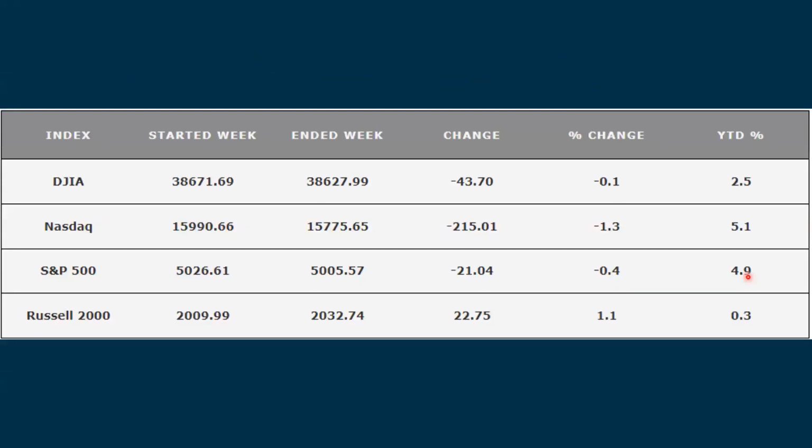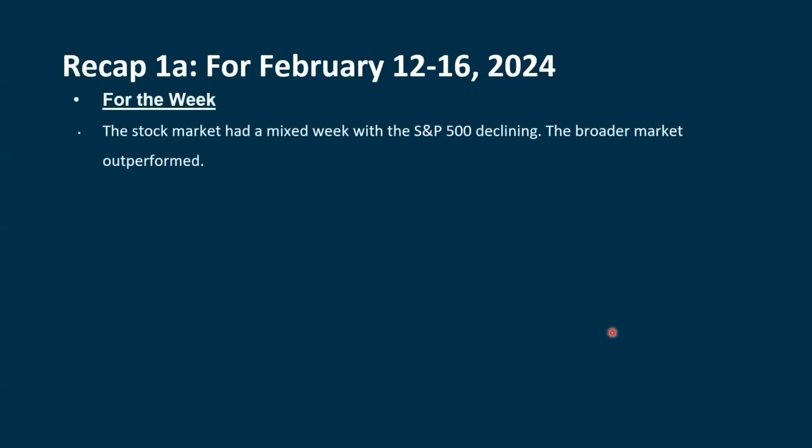So for the week, the Dow ended up being down 0.1%. The NASDAQ was down 1.3%. The S&P was down 0.4%. And believe it or not, and we've been waiting a while for this, the Russell 2000 small caps were up 1.1%. So we had a mixed week when we take all of this together. The S&P ended up declining, or the broader market ended up outperforming. The mid caps had an okay week as well.